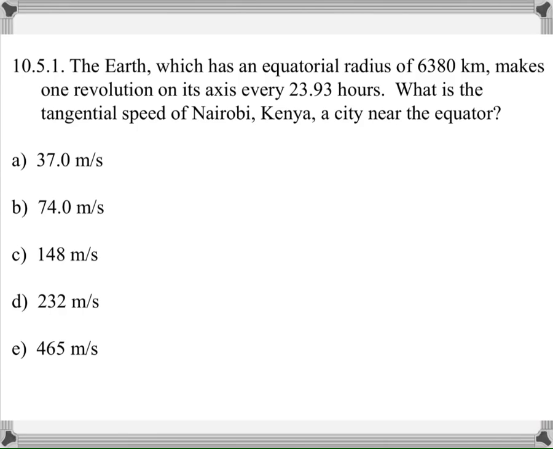What is the tangential speed of Nairobi, which is a city in Kenya? It is a very close city to the equator. So this point, the city on the rim of the equator, makes one revolution in one day, or 23.93 hours. How can you find the tangential speed of the whole city? In space, of course.